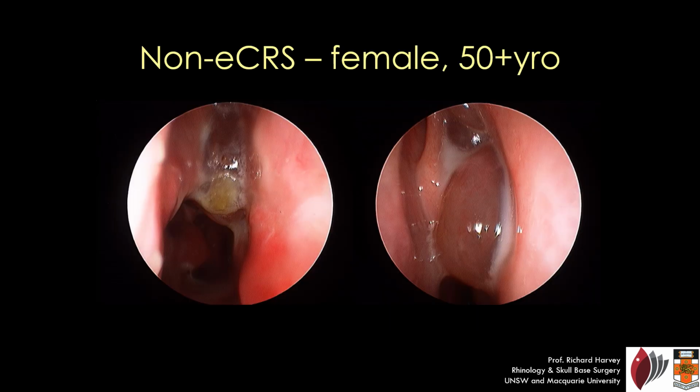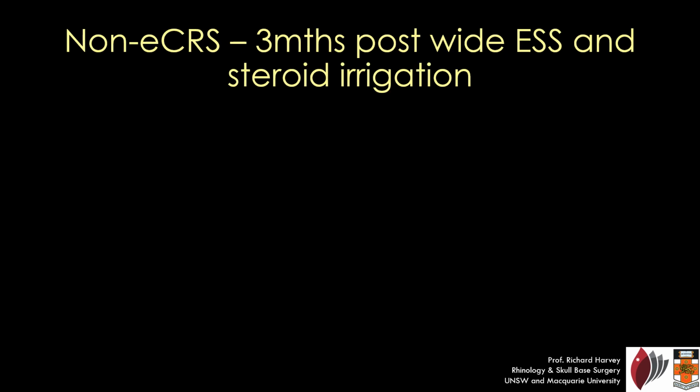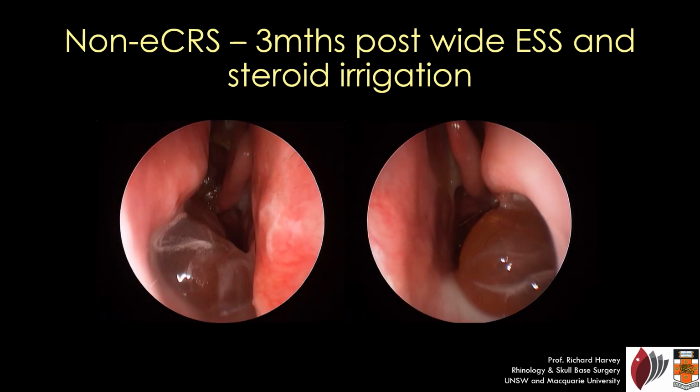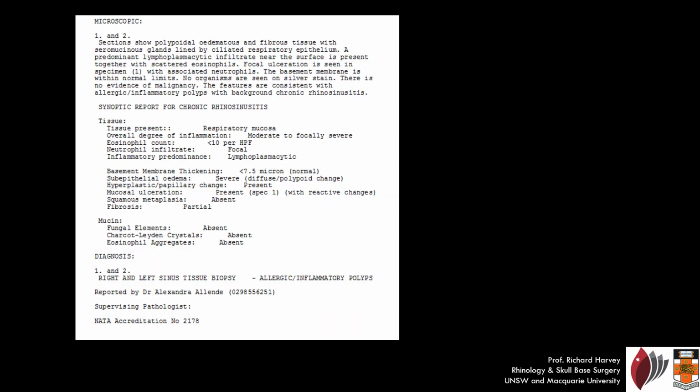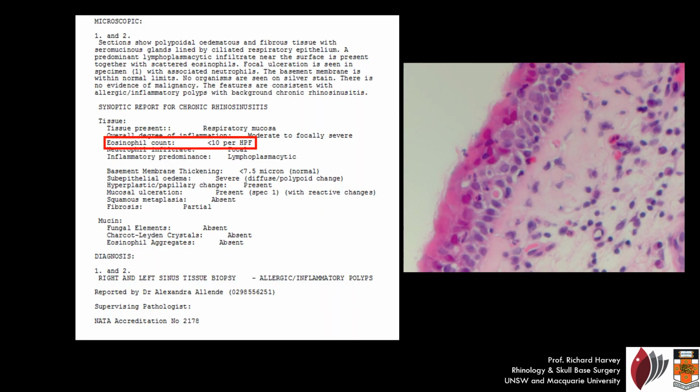And they can look similar in terms of polyps. This is a non-eosinophilic patient who's got polyp. You can see that the secretions are very different. And despite applying the usual big sinus cavity corticosteroid irrigation, this person hasn't done well. There's really no change at all to their condition. And when you look at their disease, there's no eosinophilia in their tissues at all. And these patients, when put on a macrolide antibiotic, often do very well.